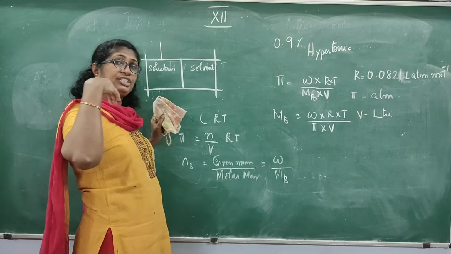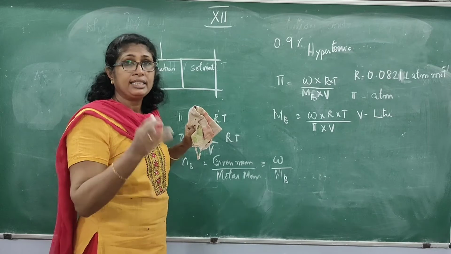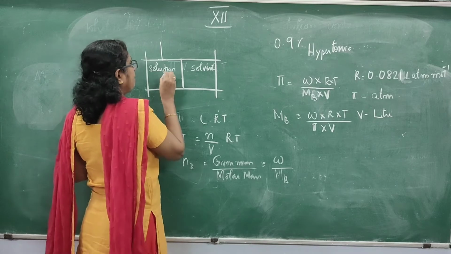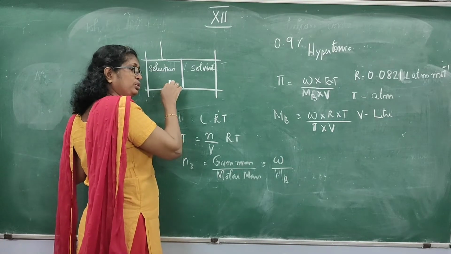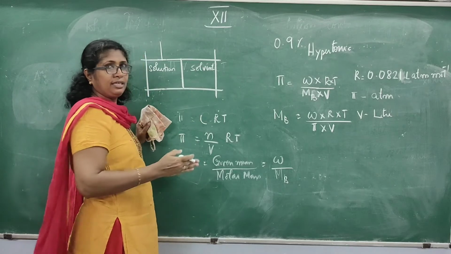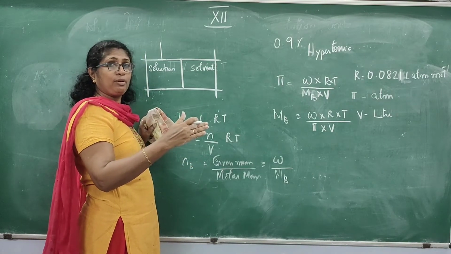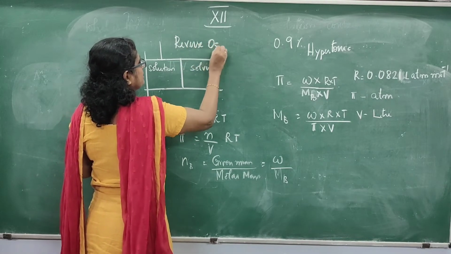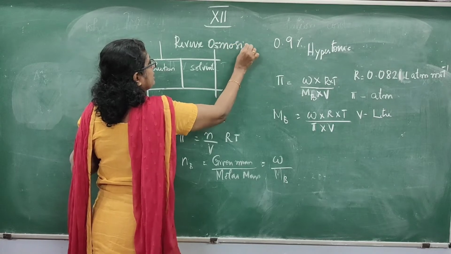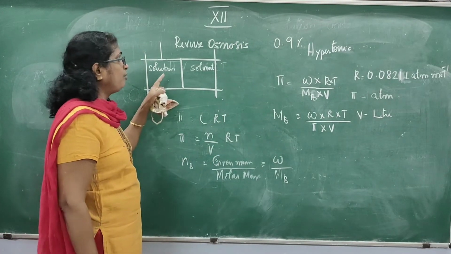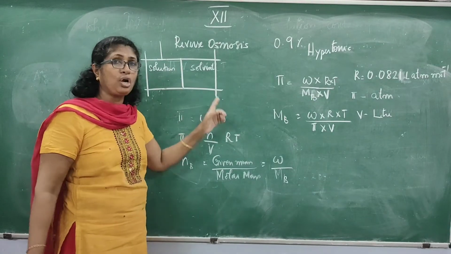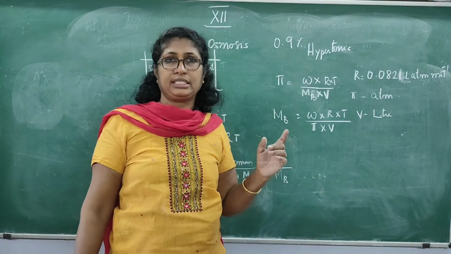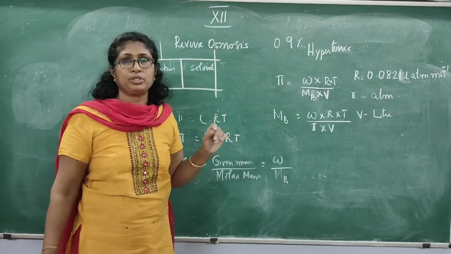Suppose I apply a pressure greater than this osmotic pressure, then what will happen? The solvent molecules from the solution will move to the pure solvent, in the reverse direction. That is called reverse osmosis. So what is reverse osmosis? It is the movement of solvent molecules from the solution to the solvent when a pressure greater than the osmotic pressure is applied on the solution side. That is called reverse osmosis.